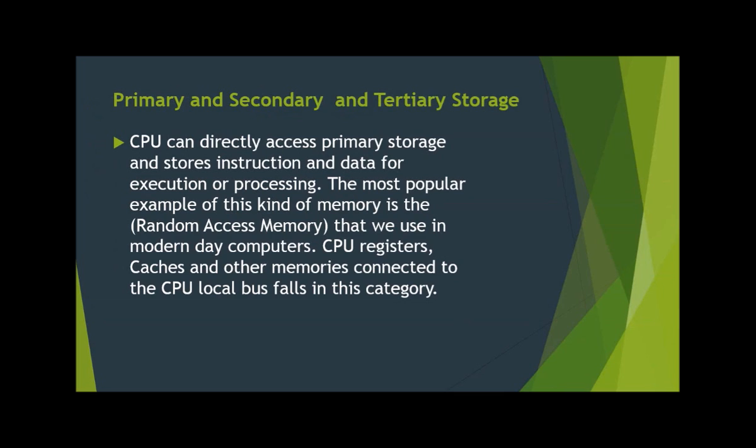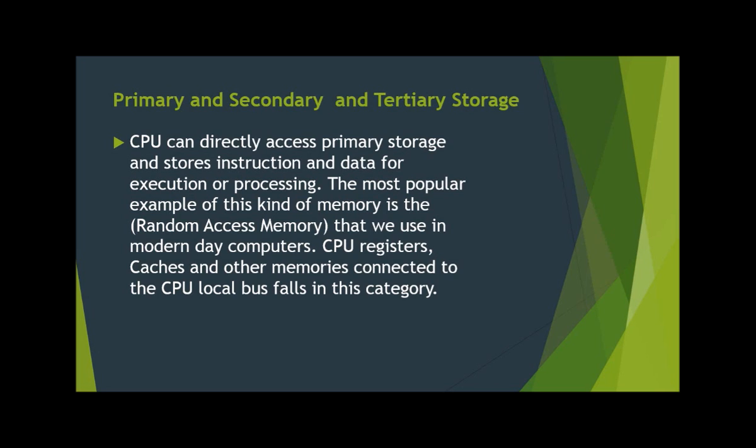In simple words, primary storage is the storage device that is directly connected to the CPU and stores data temporarily during execution. That is, the CPU can directly access primary storage, which stores instructions and data for execution or processing. The most popular example of this kind of memory is the random access memory that we use in modern-day computers. CPU registers, caches and other memories connected to the CPU local bus fall in this category. Primary storage devices are comparatively faster than all other kinds of memory types.